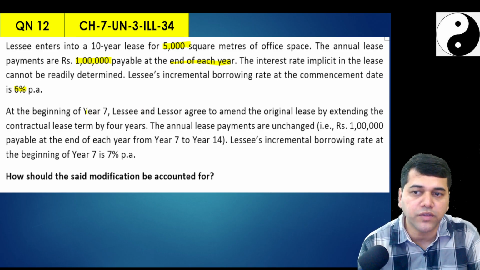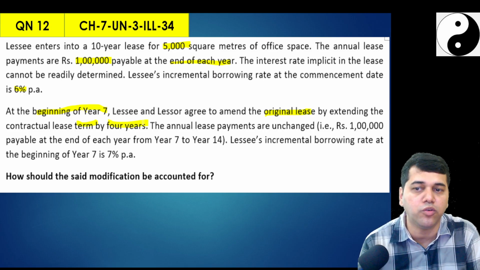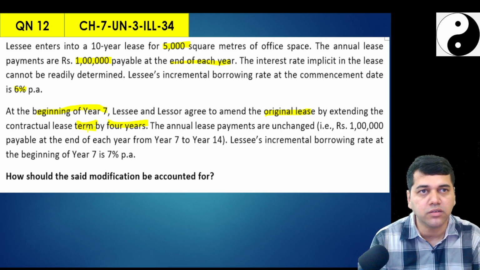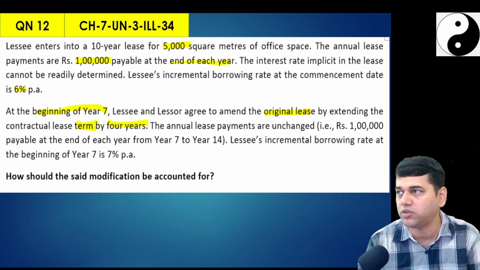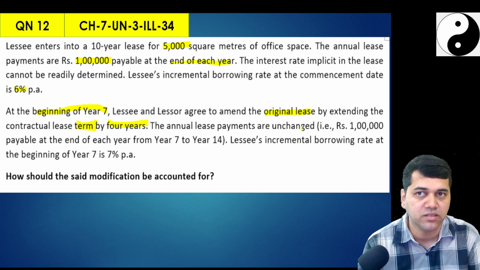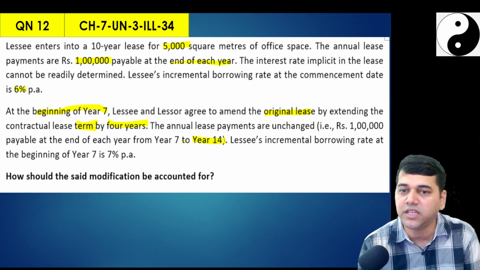Now at the beginning of year 7, that means 6 years of rent you have paid. You amend the original lease by extending the contractual term by 4 more years. Is P&L going to come here? No, it's just a remeasurement going to happen. The annual lease payments are unchanged, payable at the end of the year, but the term has got extended.